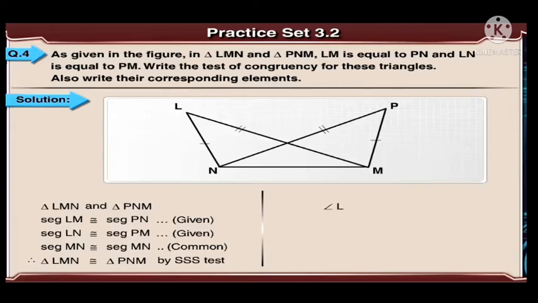Therefore, the corresponding angles are also congruent. Therefore, angle L is congruent to angle P. Angle LMN is congruent to angle PNM. And angle LNM is congruent to angle PMN.